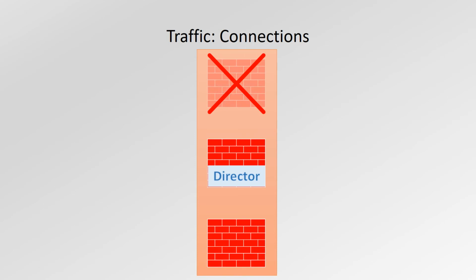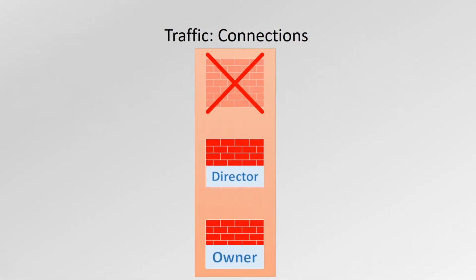If an owner were to fail, you may think that the director will automatically become the new owner. If you thought that, you'd be wrong. Instead, the first member to receive the packet from the connection will become the new owner. It will first query the director to get the connection state information. It then resumes forwarding packets.